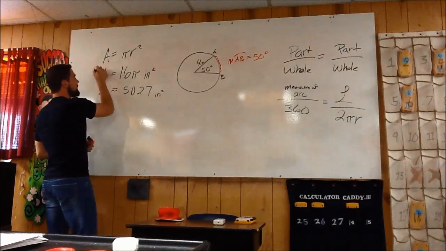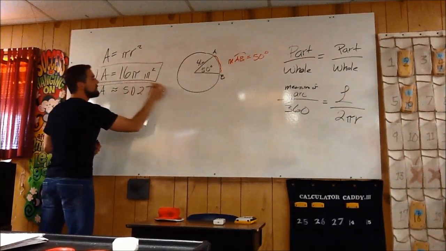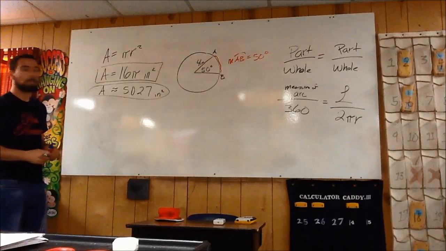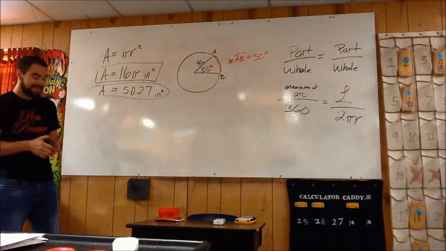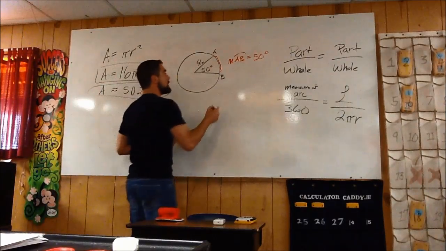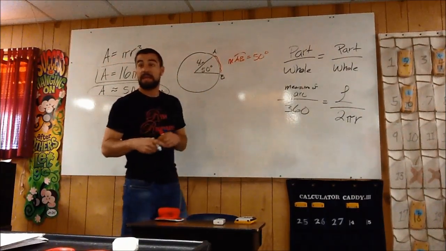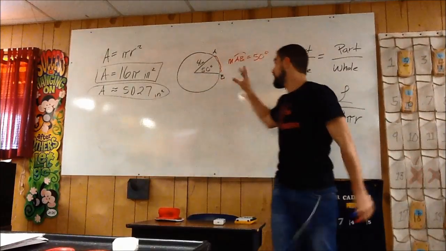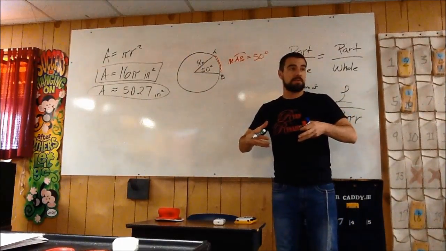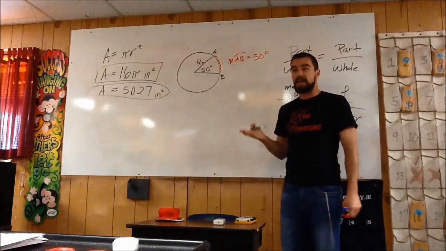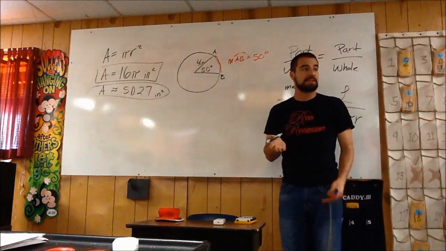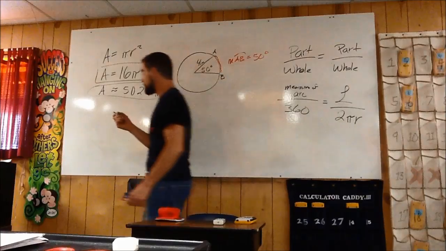50.27. So the exact round. Awesome. Well, this central angle, we can find the area of it. Like if this diagram was a whole pizza, I want to know what the area is of this slice. So if I take a slice out, what's the area of that slice? This is called a sector.